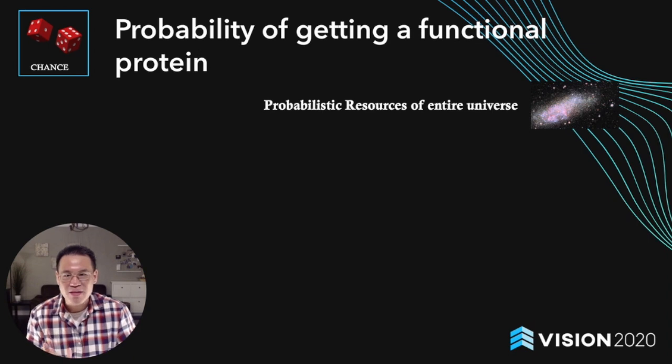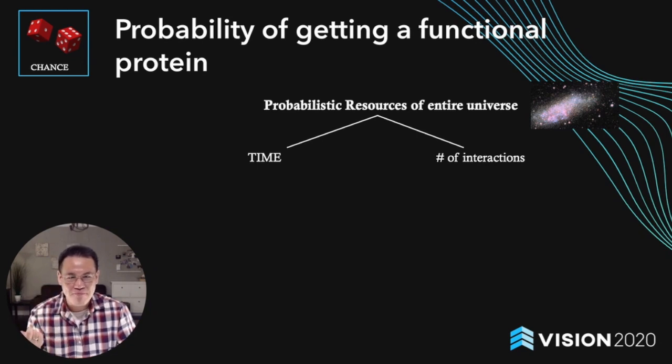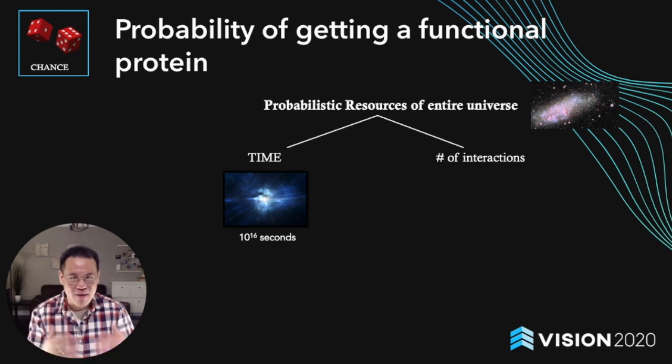Remember, when we look at the probabilistic resource of the entire universe, it's made up of two things: the amount of time you have, as well as the number of interactions you get. And here's how we can calculate that. Well, how much time have we had to try this combination? Well, we have had about 10 to the 16th seconds since the Big Bang. And then how many interactions are there per unit time?